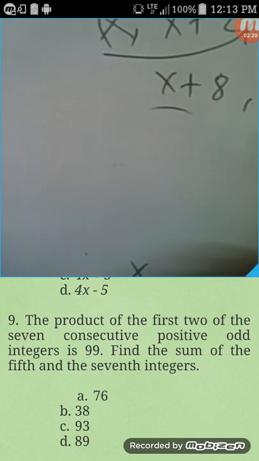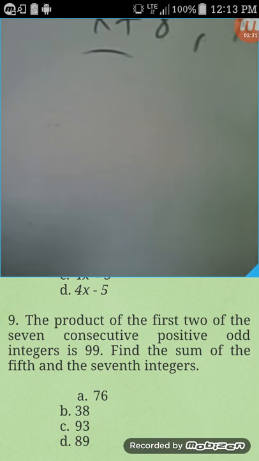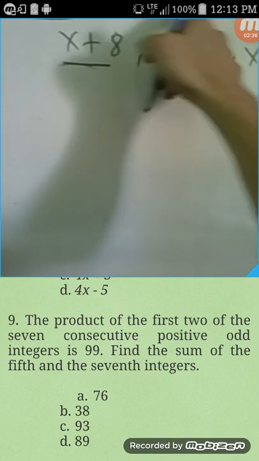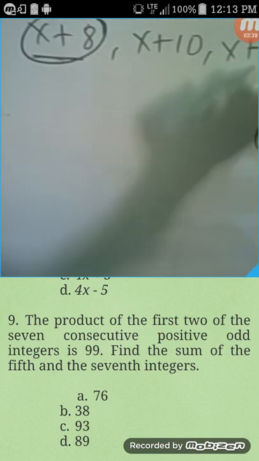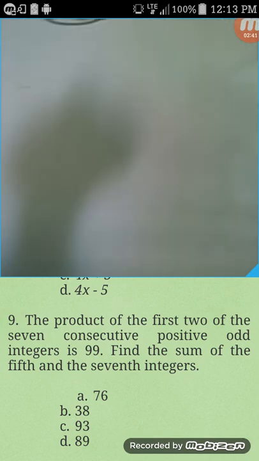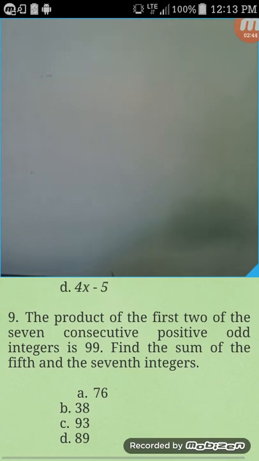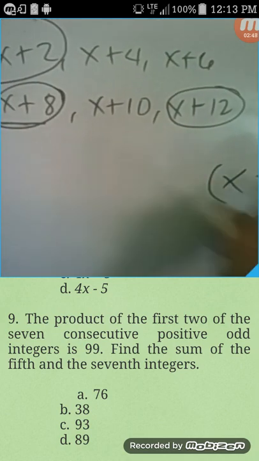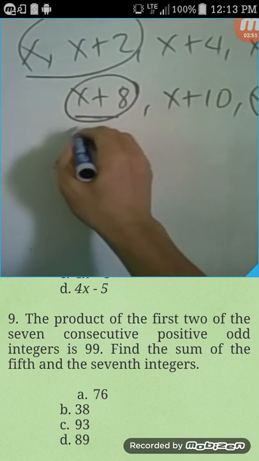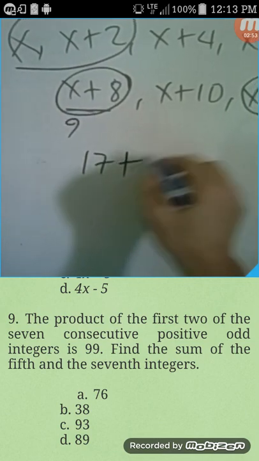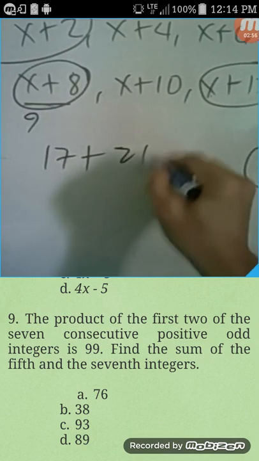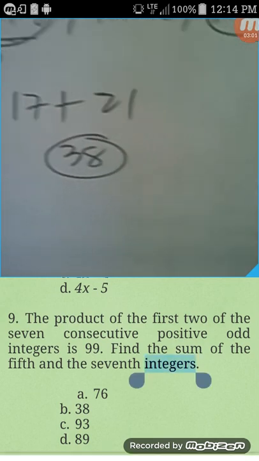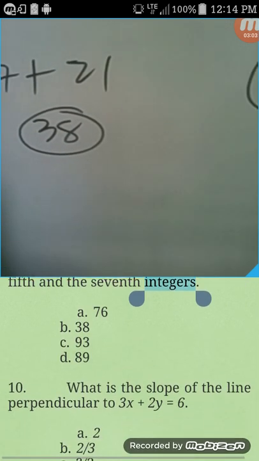Now we have the question: find the sum of the fifth and the seventh. So this is our fifth, 1, 2, 3, 4, 5, and this is our seventh. We're going to find the sum of them. Since x is 9, we substitute it: 9 plus 8, that's 17, plus 9 plus 12, that is 21. And 17 plus 21 is equal to 38. There we go. So the answer here is 38, which is letter B.